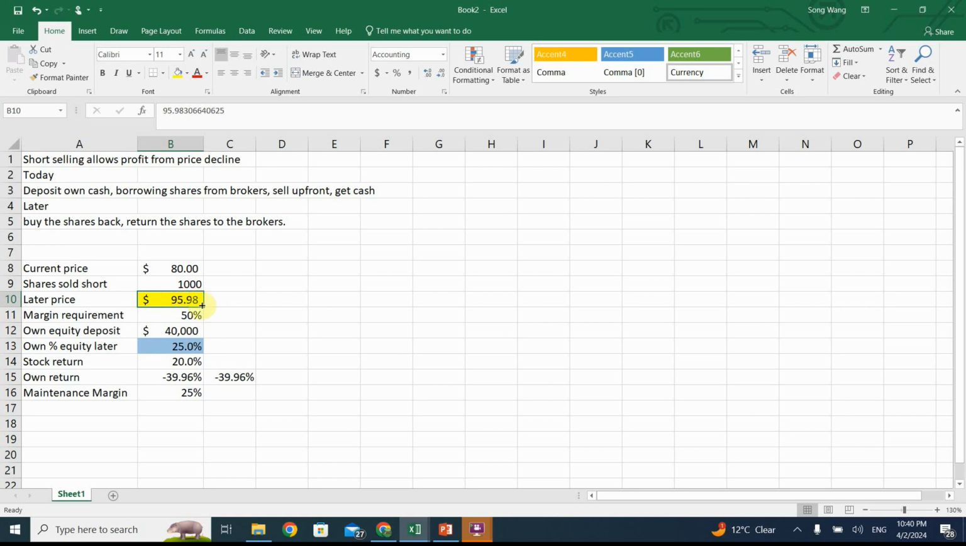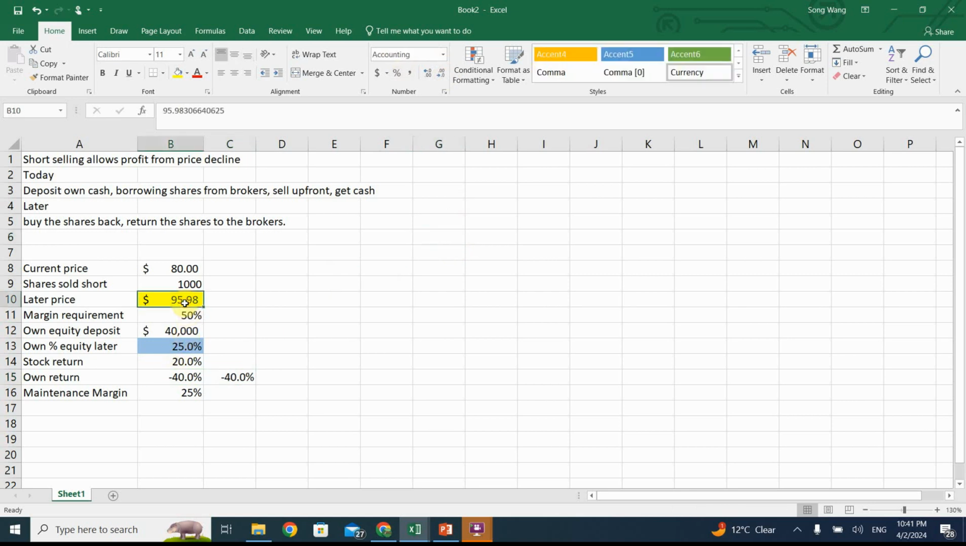They will just call you on margin. They will force you to liquidate the stock. They will force you to buy back the shares with your own money, even though that makes you lose 40% of your money. Okay?